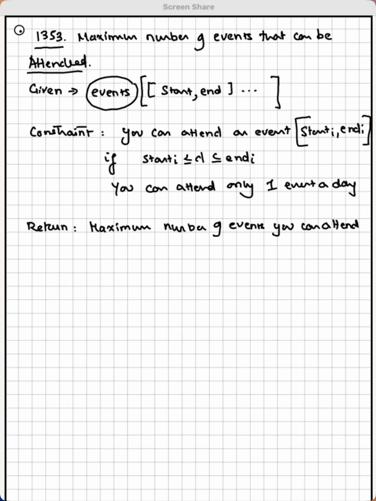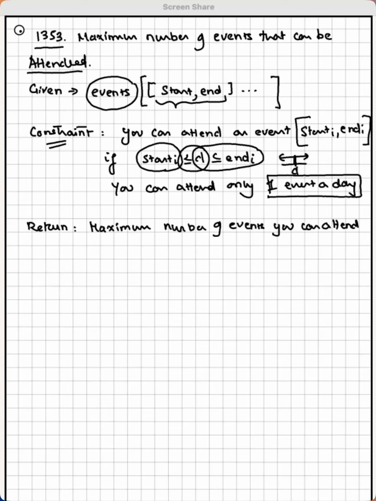time. And the constraint that they have given us is that we can attend an event if and only if the start time is lesser than or equal to d and the end time is greater than or equal to d, which means if today is the date, my event has either started today or earlier, and my event is either ending today or later. Okay, along with that, the other constraint is that we can only attend one event a day. Now we have to return the maximum number of events that we can attend.